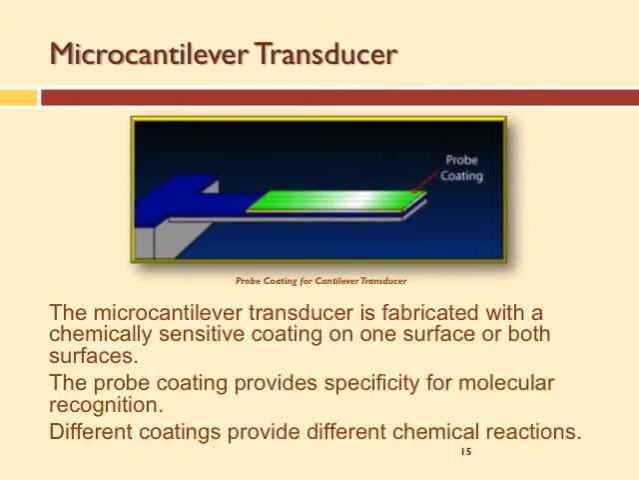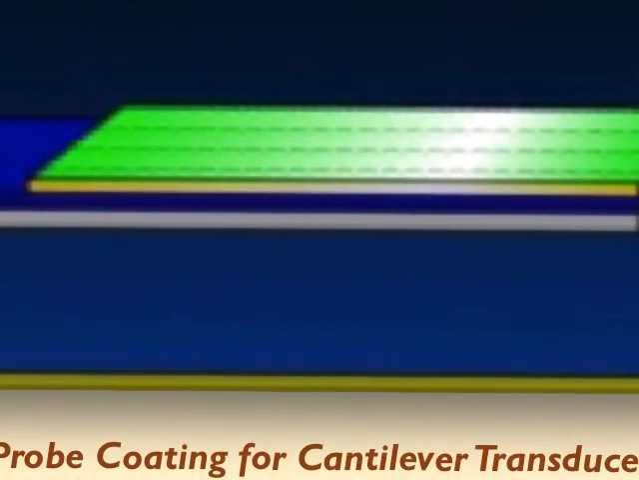There's a type of cantilever with more of a coating. Let's see if we can zoom in on this a little better. You see this thin layer here, that's the gold that I was telling you about before. Then you put a sulfur compound on there with a different end on the molecule so you can coat the top with whatever you want.